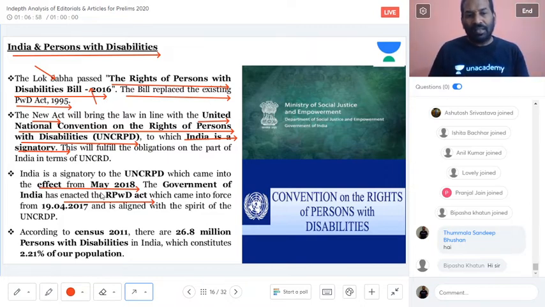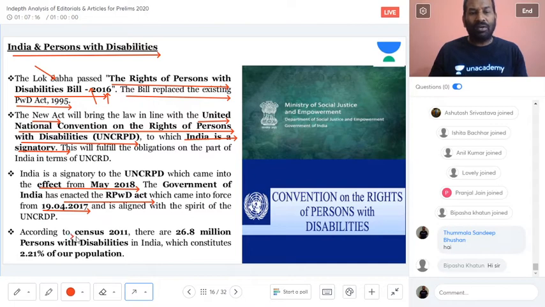And then the Rights of Persons with Disability Act has come into force. The Act has come into force on 19th April 2017. That is almost 2 years back. The bill was introduced in 2016, and the Act came into force on 19th April 2017. It could be part of the prelims.